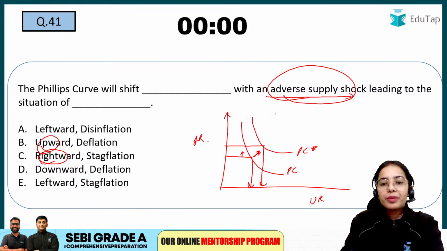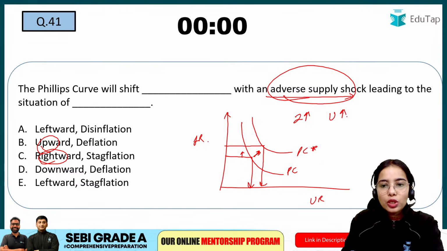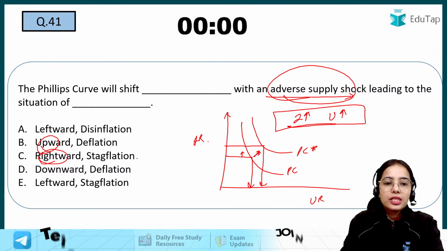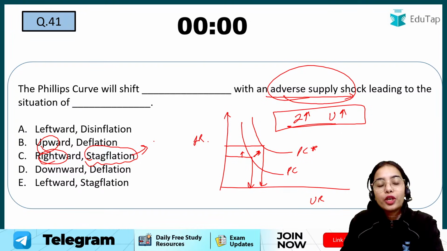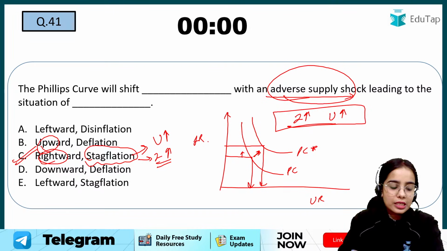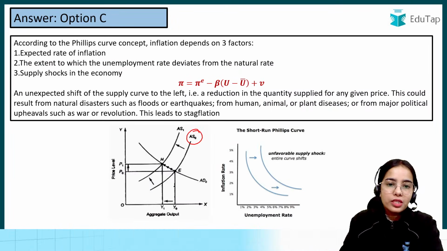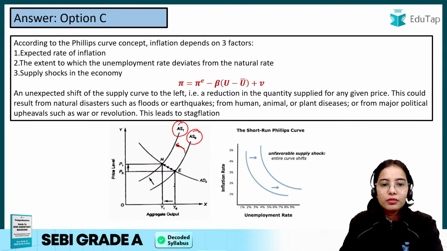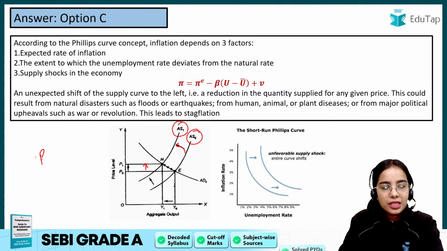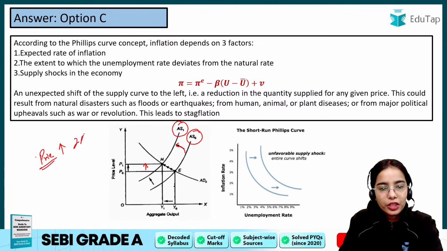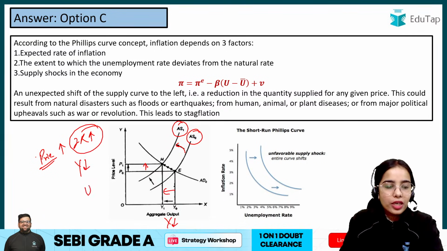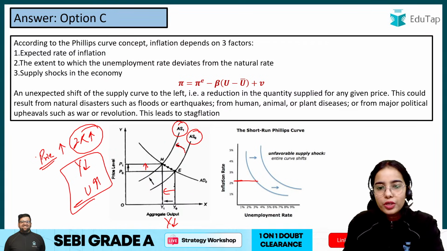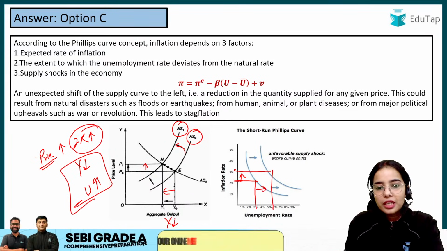Now here inflation is increasing, and unemployment is also increasing. So this is the condition of stagflation. In stagflation, the growth is stagnant, unemployment is increasing and inflation is also increasing. So the answer is C here. Because of an adverse supply shock, when supply is decreasing, prices will increase, the general price level will increase, and the inflation rate is increasing, as well as output is decreasing. Output is decreasing, so unemployment is increasing.